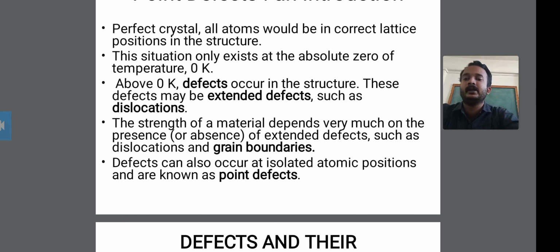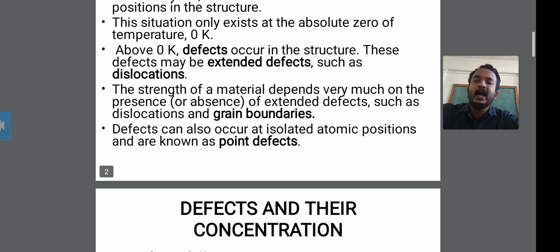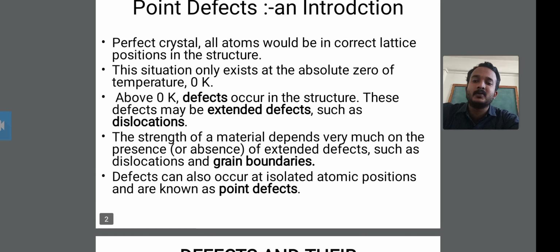The next point is that defects can also occur at isolated atomic positions. Of the different types of defects, those that occur at isolated atomic positions are known as point defects. This is all about the point defects introduction.